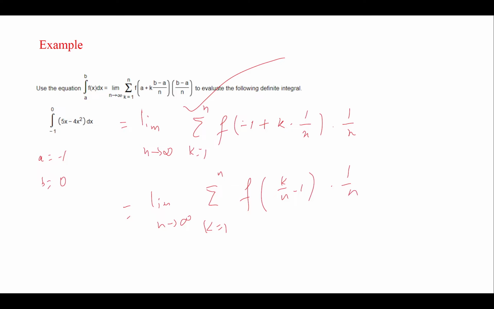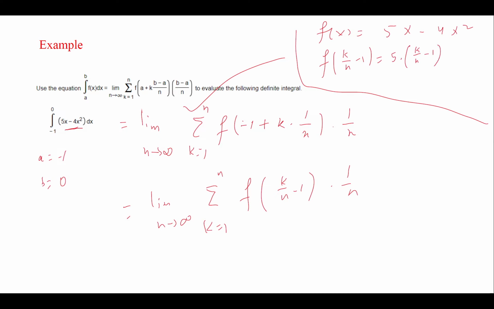But what is the function here? What function have we been given? f of x is 5x minus 4x squared. So we need to find the value of f of x by replacing x by k over n minus 1. Look at here, k times 1 over n is k over n, and there is a minus 1. So what is the value of this function at k over n minus 1? Just replace x by this value, which is 5 times (k over n minus 1) minus 4 times (k over n minus 1) whole squared. This is the value we're going to use here.